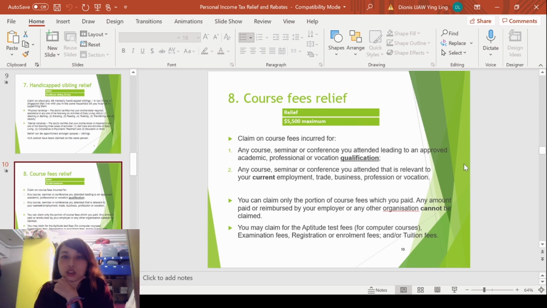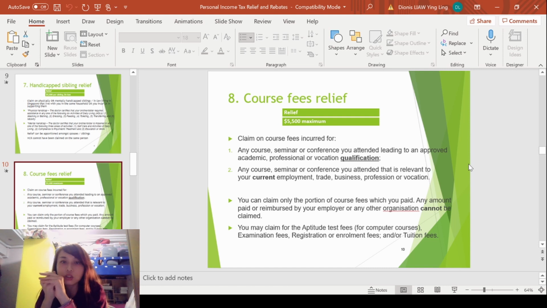Okay, for the course fees relief, this is the next relief, a maximum of 5.5K per year. You can claim on any course fees that you incurred that are in relation to your current job or your future job. You cannot claim on recreational activities. They have many definitions, so you have to go and read more in depth. If, for example, you use your SkillsFuture to pay for it, then obviously you cannot claim this course fee relief because you didn't pay a single cent.